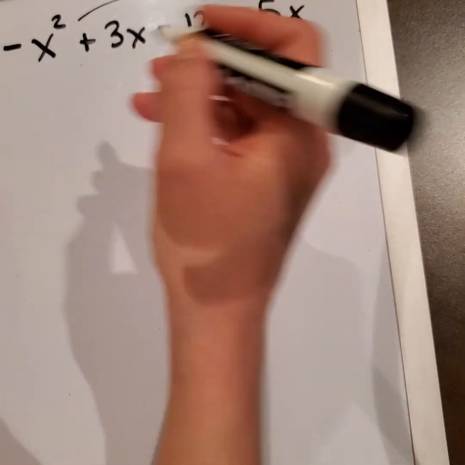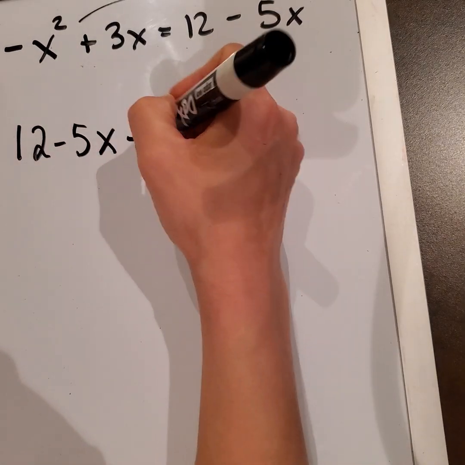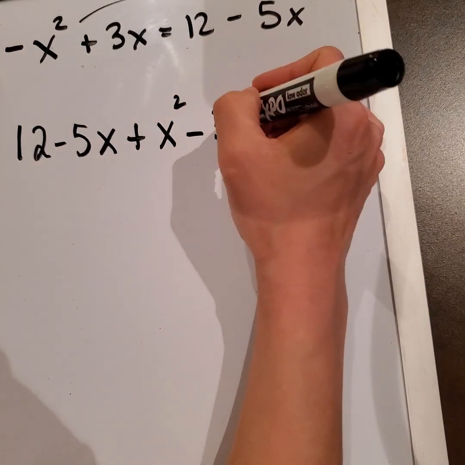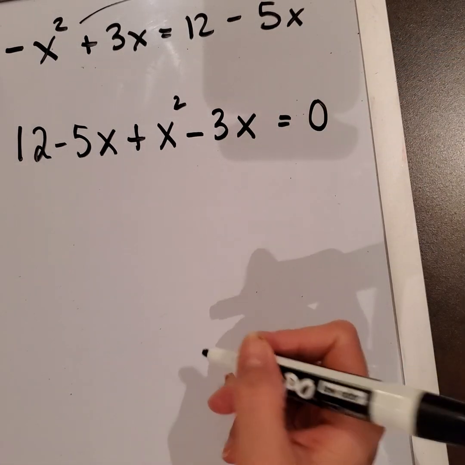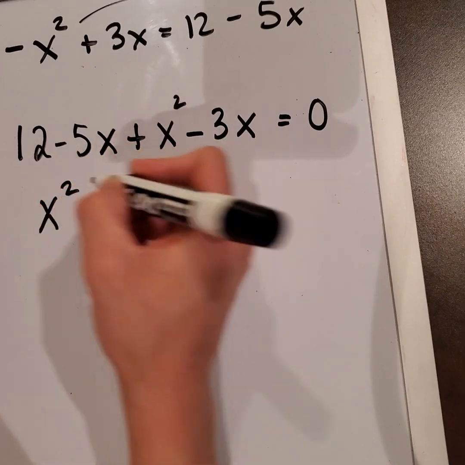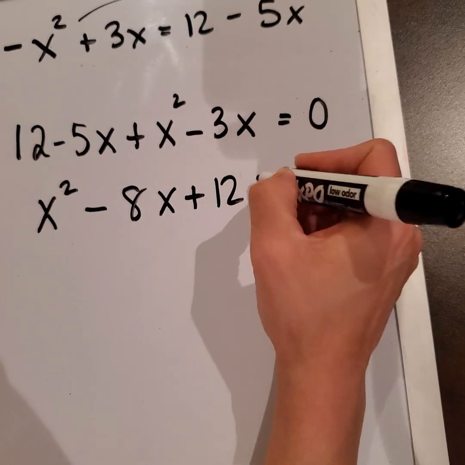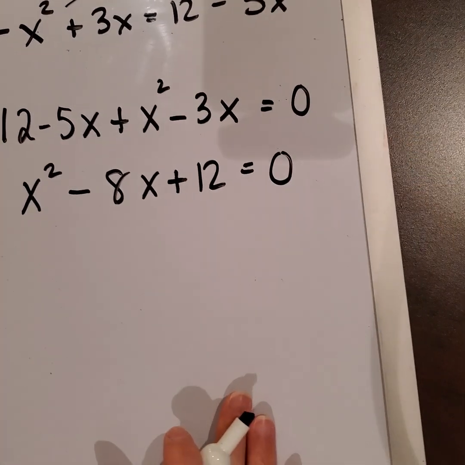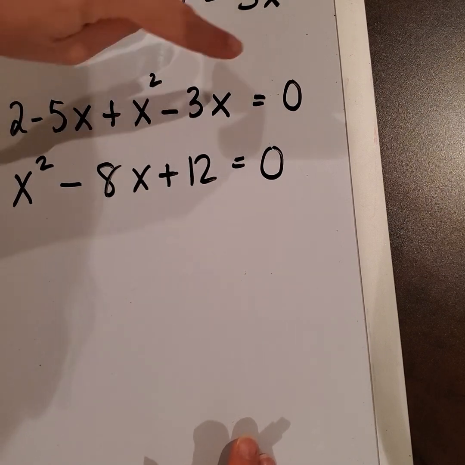So I have a 12 minus 5x already there, and then I'll have a plus x squared minus 3x equals 0. And now I just have to collect like terms and put that in the correct order. So we have x squared minus 8x plus 12. And if you have the teacher copy of the note in front of you, in the teacher copy, I happen to have brought those terms to this side.